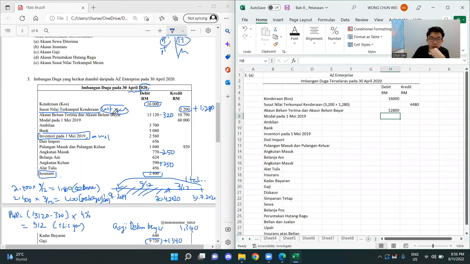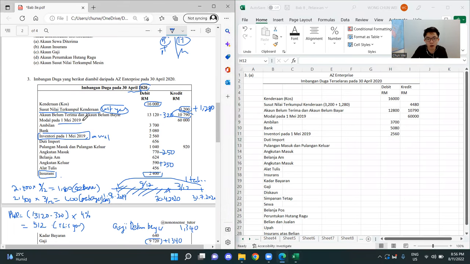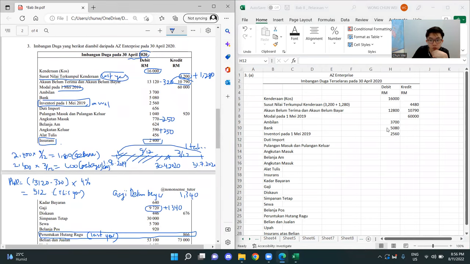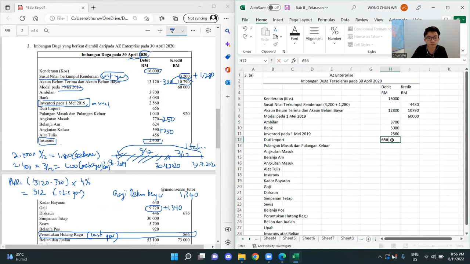And then do we have any changes, adjustment to the akaun belum bayar? 10,790? No. Then you put it back. So 10,790. Then modal, you just put it back. We don't do any changes. Ambilan, no changes. Bank, no changes. 5,080. Inventori hujung, we put back inventori hujung, 2,560. So you can see all this modal, and inventori hujung, just put it there only. Okay, we don't make any changes. Okay, duti import, you put back 656,040, and for pulangan keluar 920.